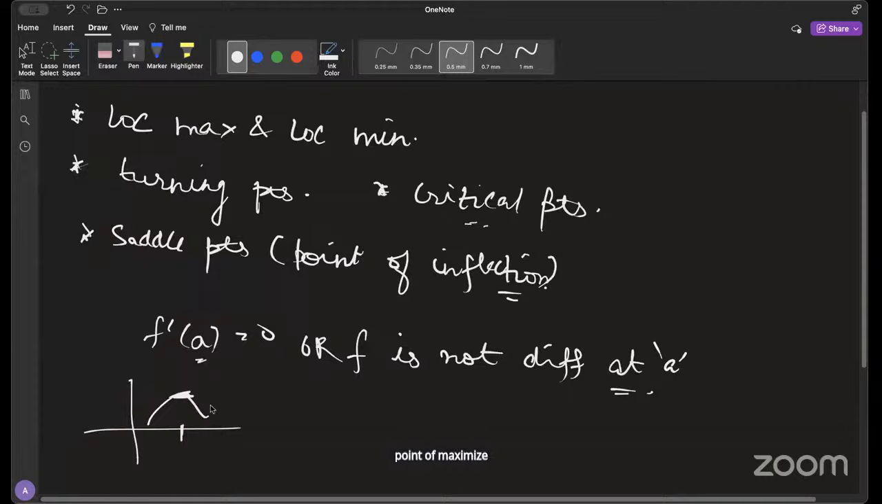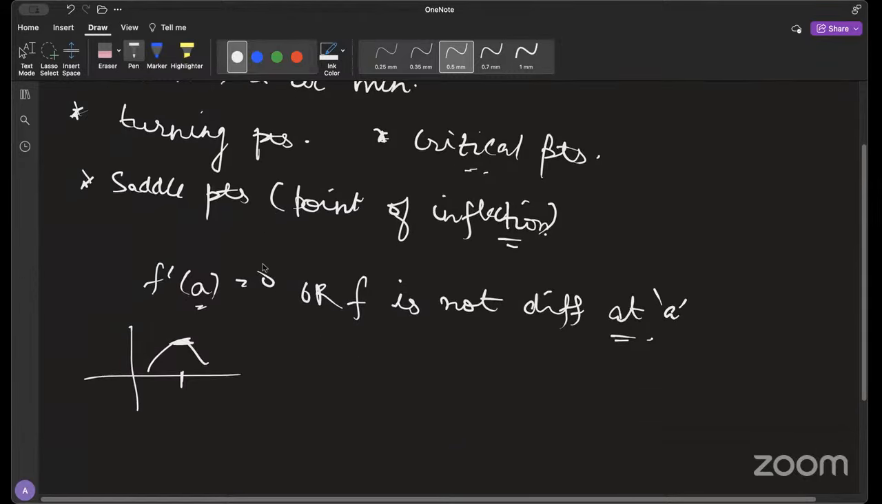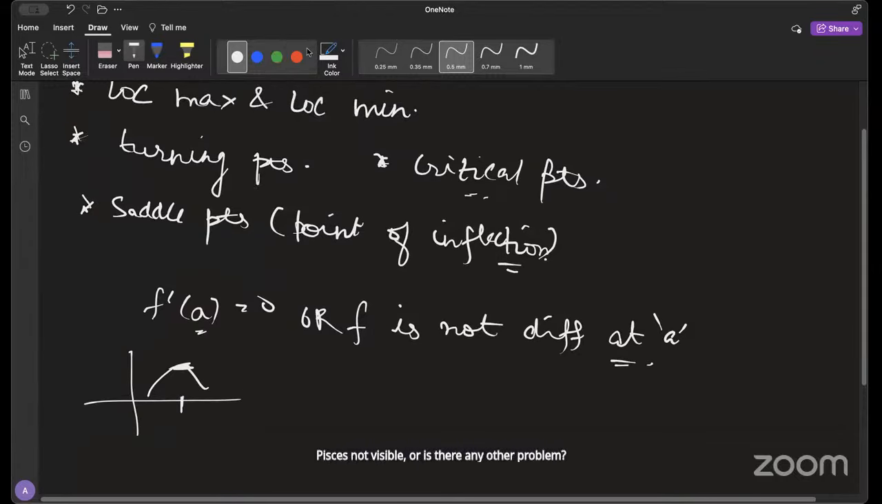Ma'am, is the- screen is not sharing. My screen is not visible, or is there any other problem? It is visible for me. It is visible, ma'am. Be visible. Ma'am, your skin is visible, but your voice is a little bit low, ma'am. Yes, ma'am. Yes, ma'am. Yeah, ma'am. Is there any other problem?